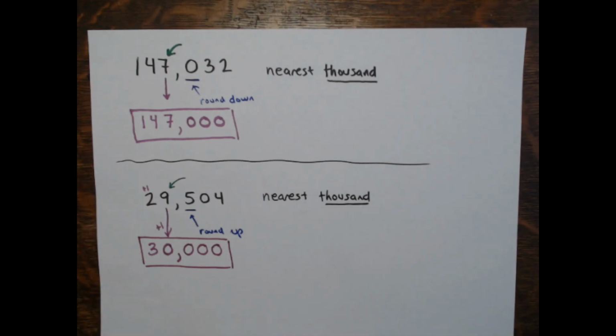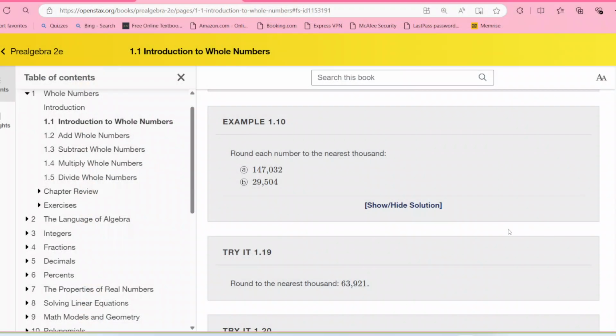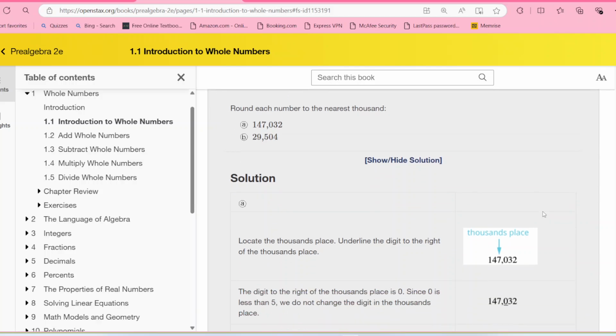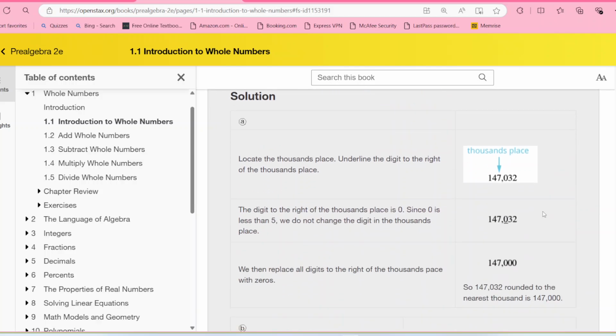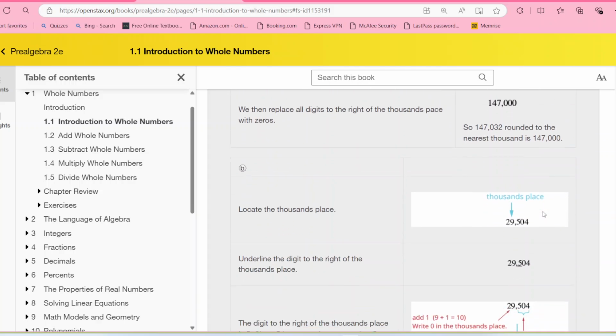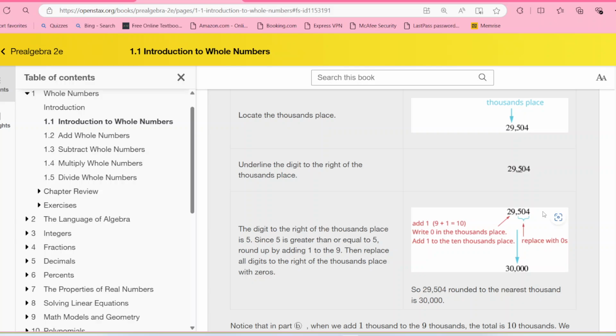So 29,504 to the closest thousand is nearest to 30,000. It's closer to 30,000 than it is to 29,000 on the number line. And let's double check that. Let's see what they have here. Now, part A, 147,000, like I had. Part B, 30,000, exactly what I wrote. Great.